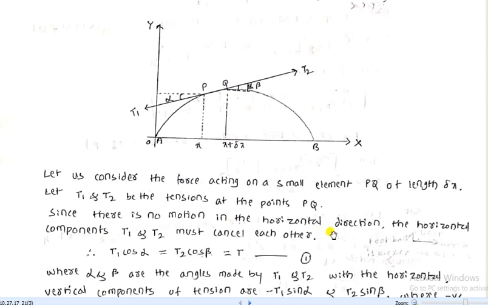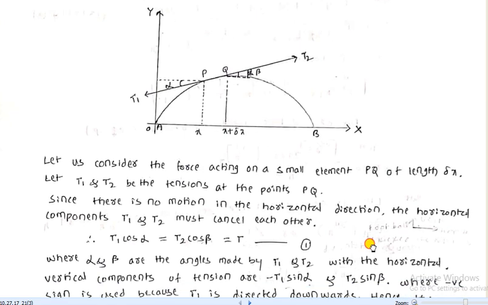There is no motion in the horizontal line here, which means there is no vibration along the x-axis. Then the horizontal components of T1 and T2 cancel each other. Therefore we take T1 cos alpha equal to T2 cos beta, which is denoted as capital T. So T1 cos alpha is equal to T, and T2 cos beta is equal to T. Call this equation number 1.